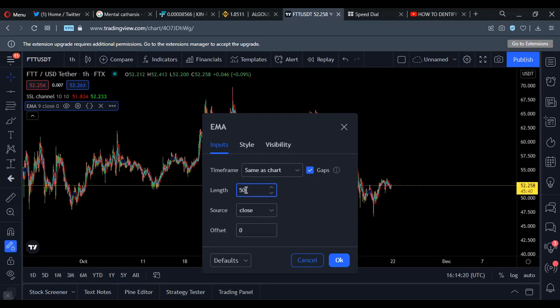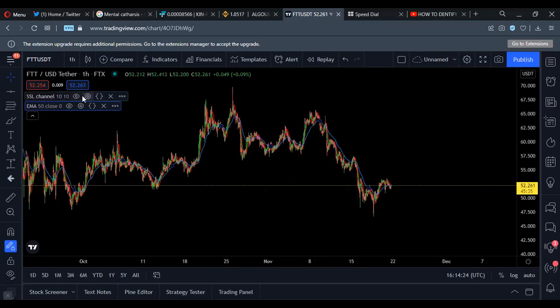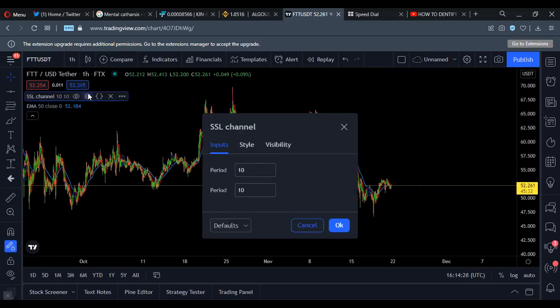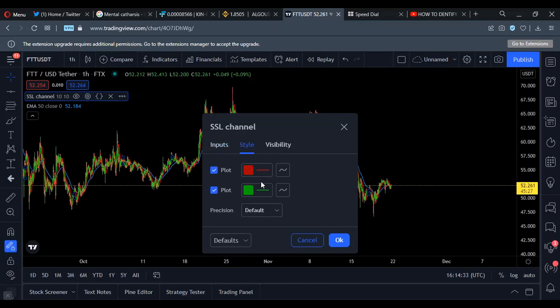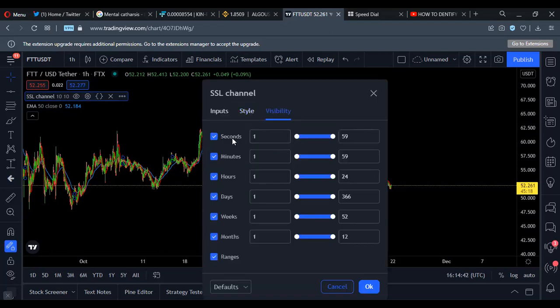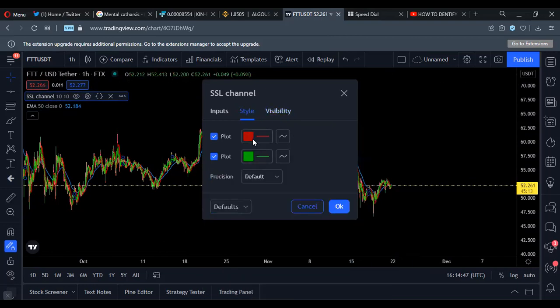So we'll be using the 50 EMA. And then for the SSL channel, we simply leave it the way it is, at 10 10. But maybe for purpose of style, you could decide to change the color. Me, I prefer this red and green. You might still want to touch on the visibility, but just leave everything the way it is. We could change the style, the color of the two lines, to whatever color sits well with you.